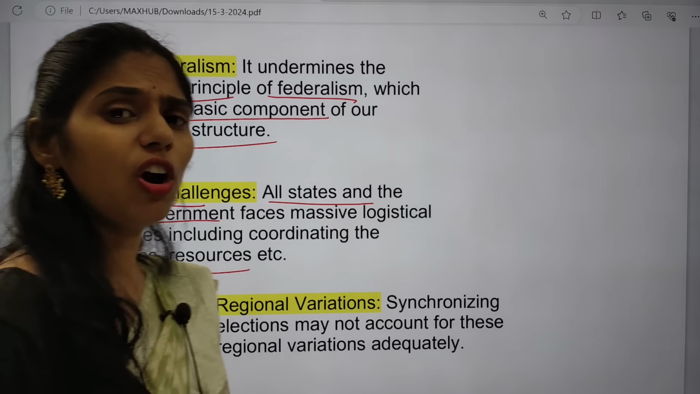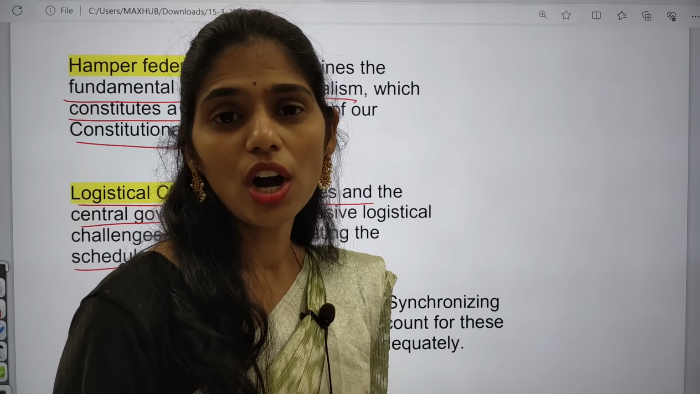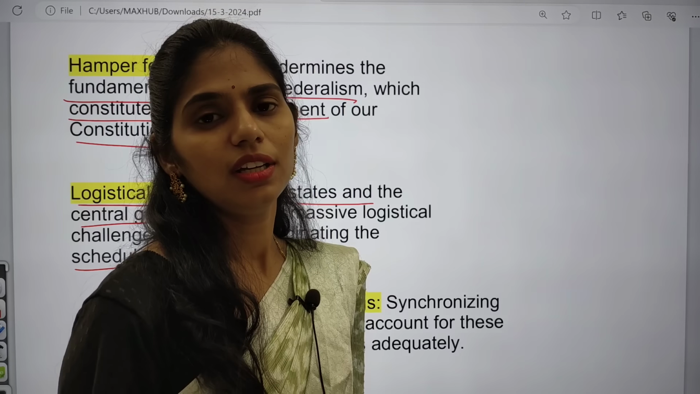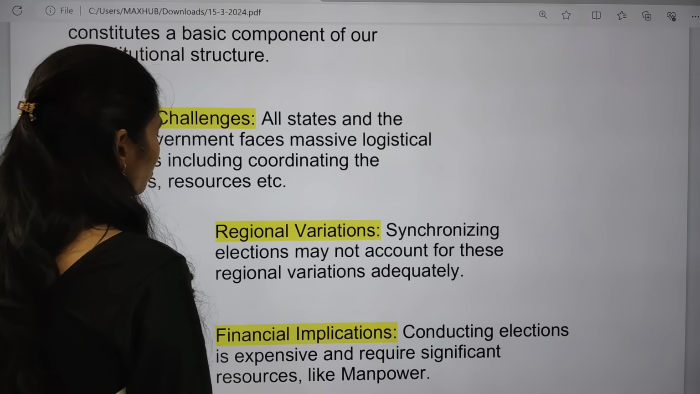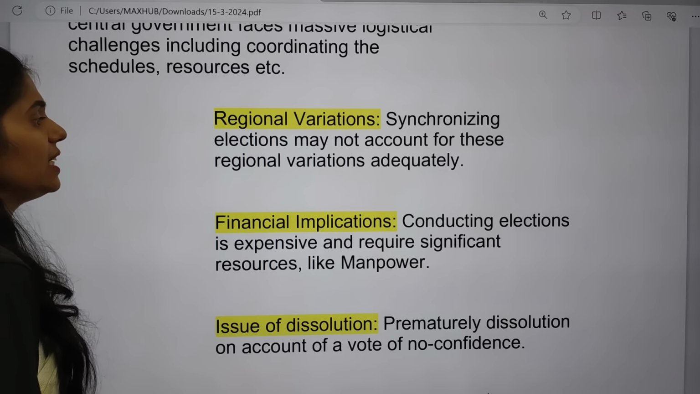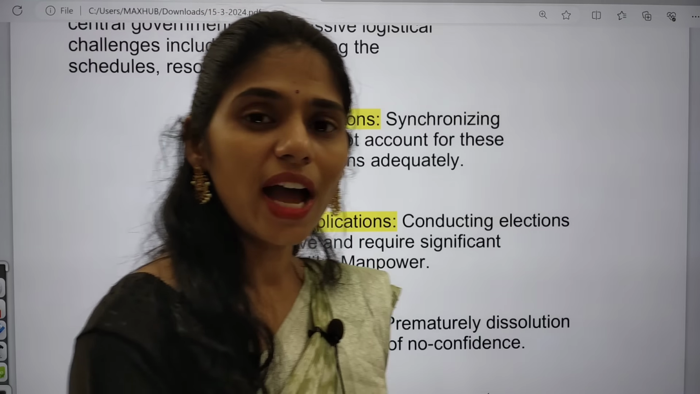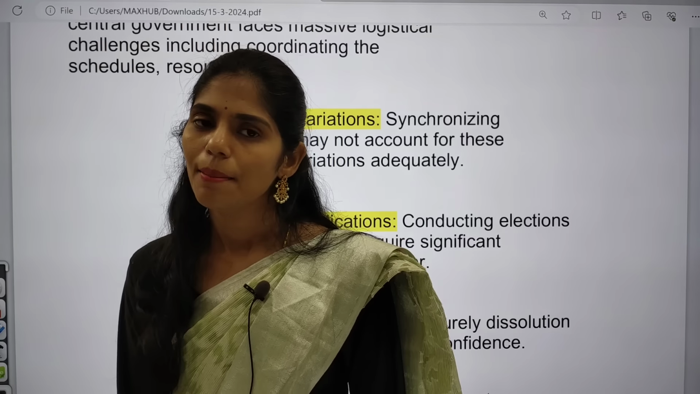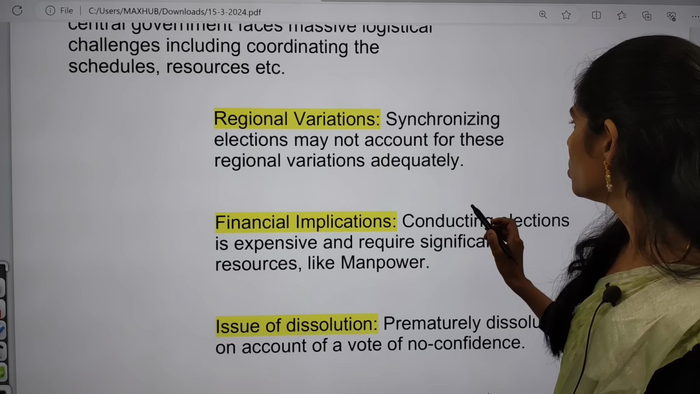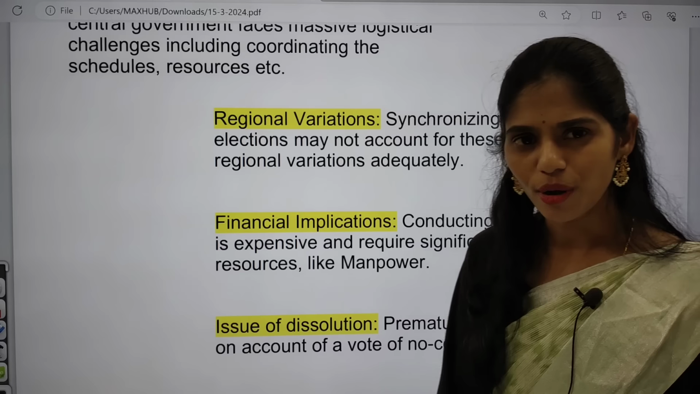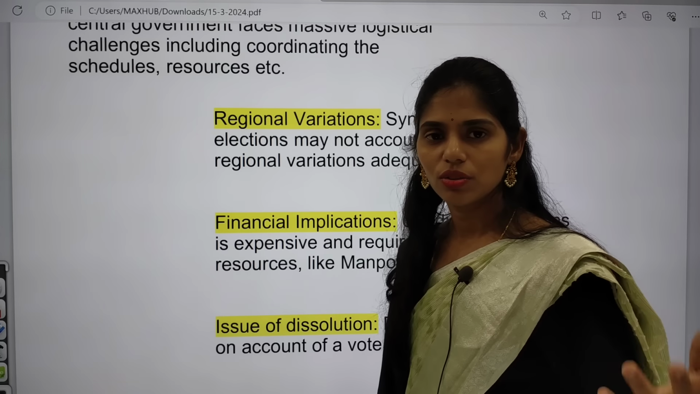Yes, if all the states and Lok Sabha polls are at the same time, the movement is a very, very big challenge. And next one is the regional variations. Synchronizing elections may not account for these regional variations adequately. Some regions have good infrastructure, but some areas are remote. Because of these regional disparities, we cannot go for properly successful elections in these remote village areas.